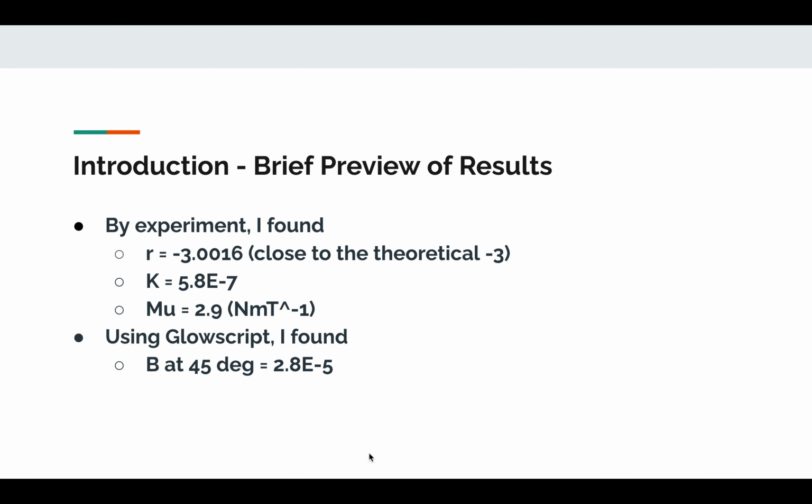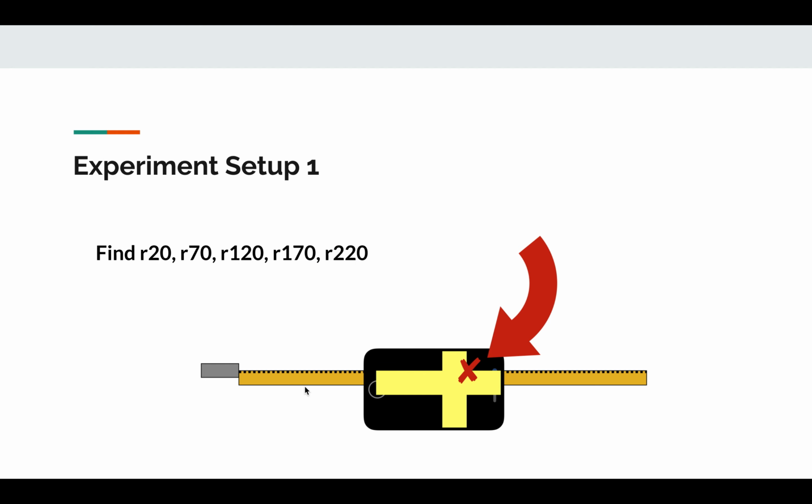So some preview of my results. I got the values for R, K, and mu as shown. And using GlowScript, I found that the magnetic field on the 45 degree is 2.8 × 10^-5. So this is my experimental setup for experiment 1.